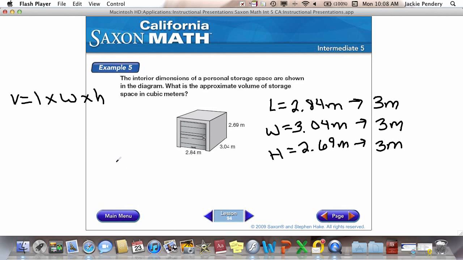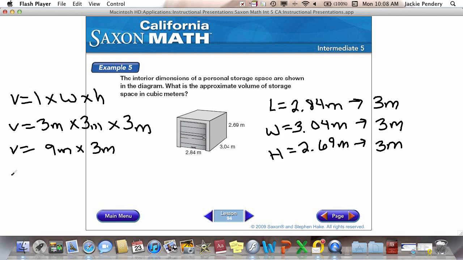So I go back to my formula and I plug in my numbers. Volume equals 3 meters times 3 meters times 3 meters. Volume equals, and I multiplied these two first, left to right, 9 meters times 3 meters. Finish it out. Volume equals 27 meters cubed. And there is my approximate volume of storage space.